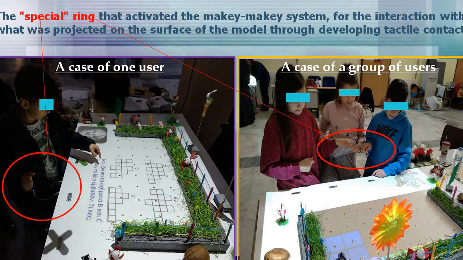Total duration of training program was about 30 minutes, and it could be handled by children either per person or in small groups of 2 to 3 children without any external help, just by following interactively the scenario. Children were standing in front of the maquette, holding a special ring that activated the Makey-Makey system, so they could interact with what was projected on the surface of the maquette by tapping on various surfaces points.